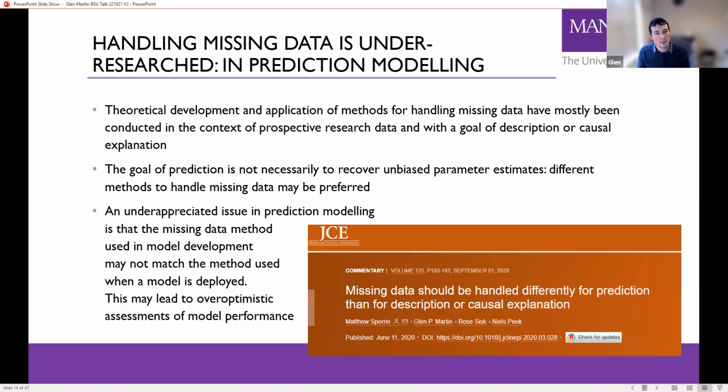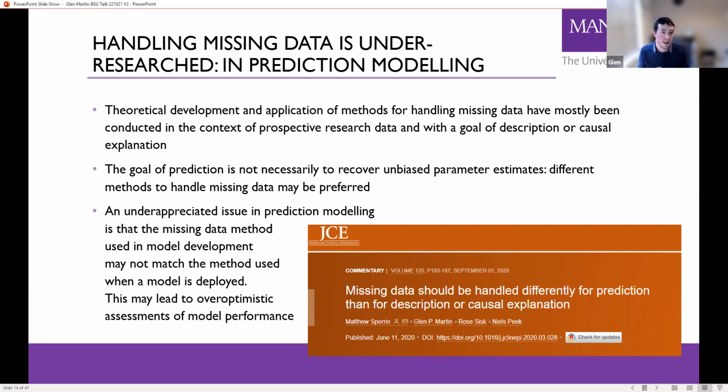So you might be wondering, well, Glen, missing data has been widely studied, and why is it of particular interest in prediction, and why should that be different to other statistical types of analysis? Well, if we think about the goal of many other studies, it might be that you're interested in uncovering a causal effect or looking at an association, perhaps.